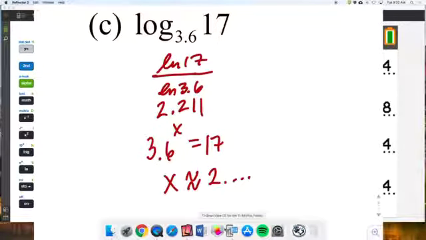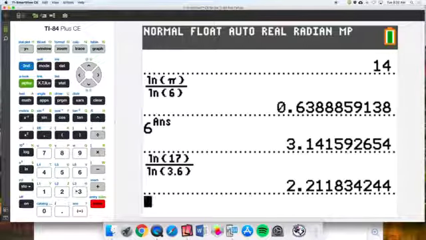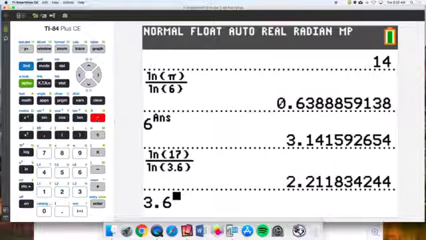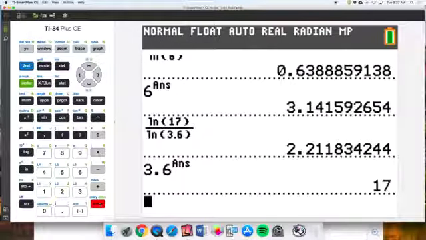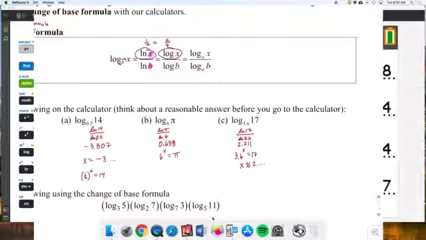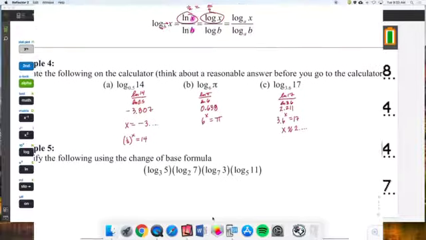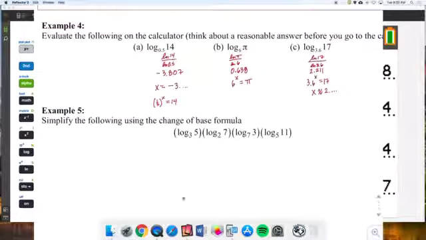Okay? Oh, we might as well check that. 3.6 was our base. Notice it could be a fraction. And we raise it to the answer's power, second negative. We get 17. If you just raised it to the 2.211 power, you're going to get something really close to 17, okay? But if you use the answer, it's storing all those decimal values, you should get right back to where you started. All right, so we are developing some agility with logs today.